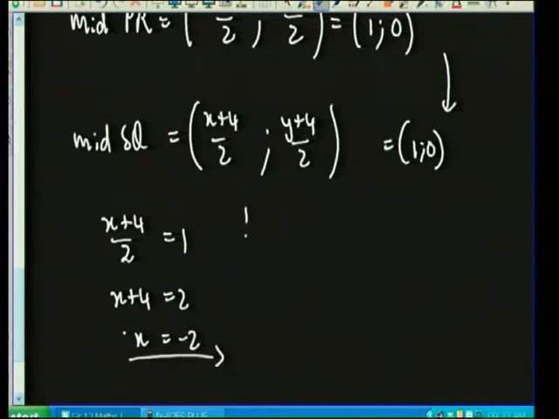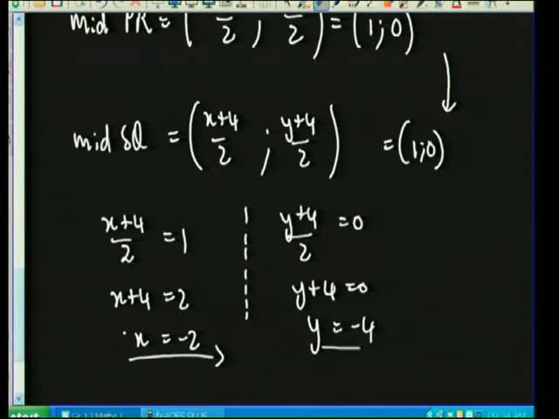And then I'm going to go and solve for my y. And I also know that the y component had to give me a 0. So when I cross multiply by the 2, it's still 0. And so I get y plus 4 is 0, and then y is equal to negative 4.